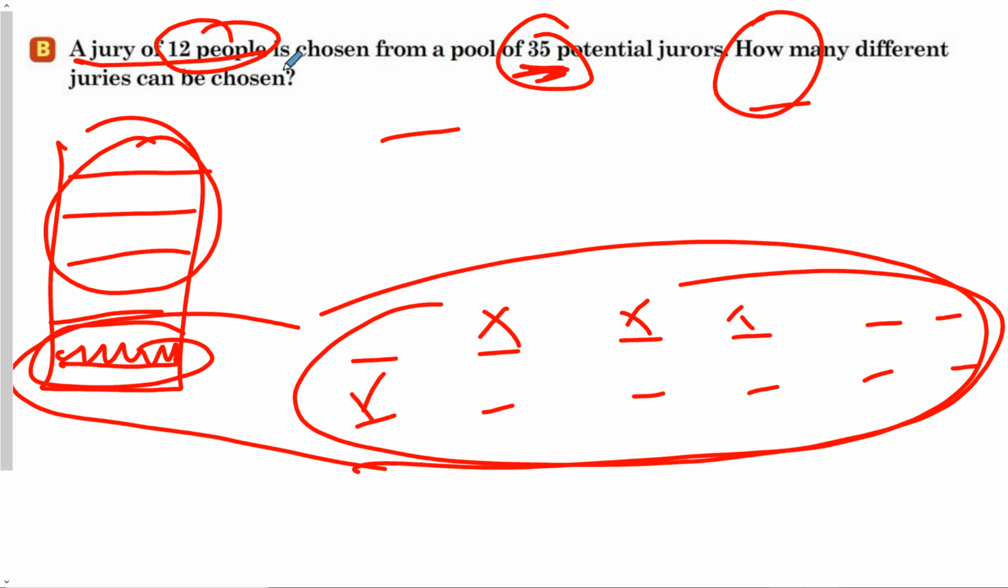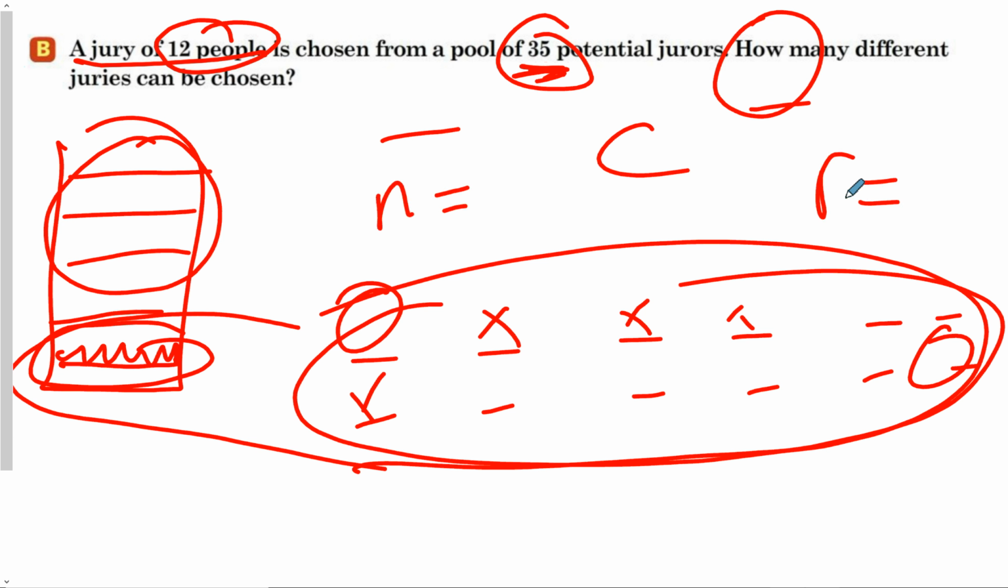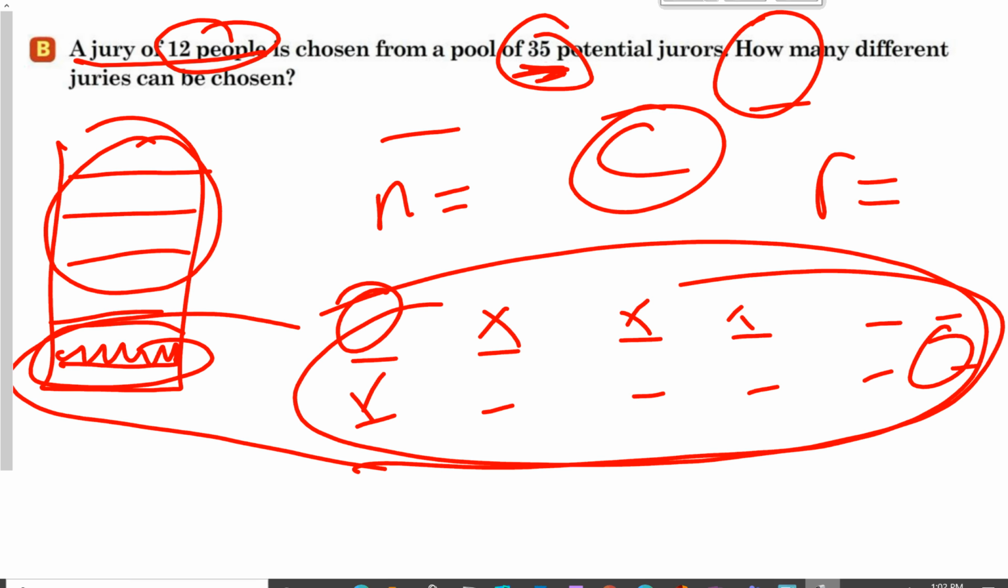So does the order matter? Does it matter if you're the first juror or the last juror? No, as long as you're a juror, right? So this is a combination, okay? So think about what is your N? How many people are you choosing from? How many you're actually selecting? And it's going to be a combination, okay? So that's it for this one. I got one more question after this.